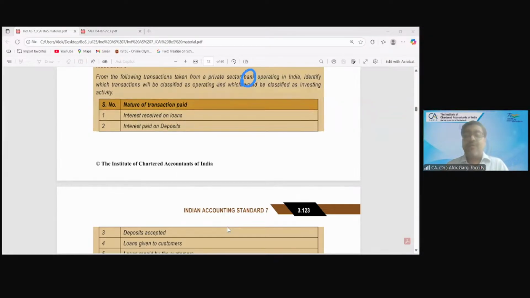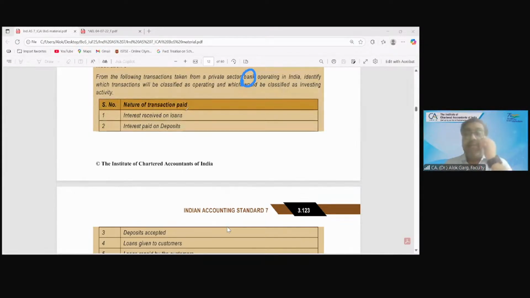So you need to tell me, for this bank, what will be operating items and what will be investing items, right? So tell me, the loan given, right? Giving a loan and receiving interest on the loan, it's all operating activity. Whether it is investing or operating for the bank, it's operating. The main business is giving loans, receiving deposits, paying interest and receiving interest. It is the main activity of the bank.